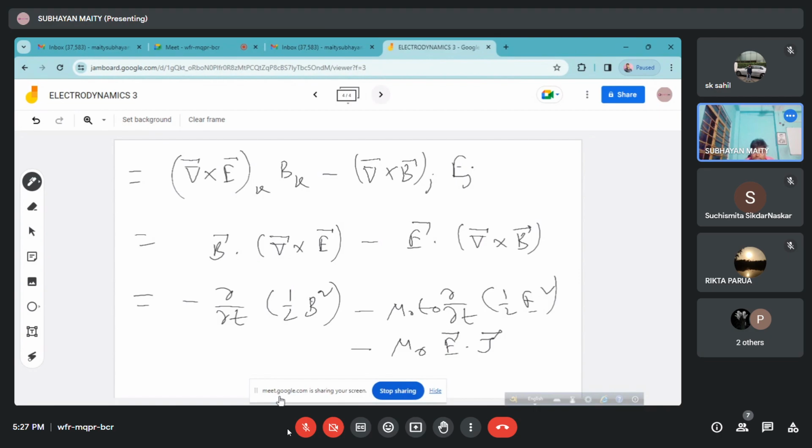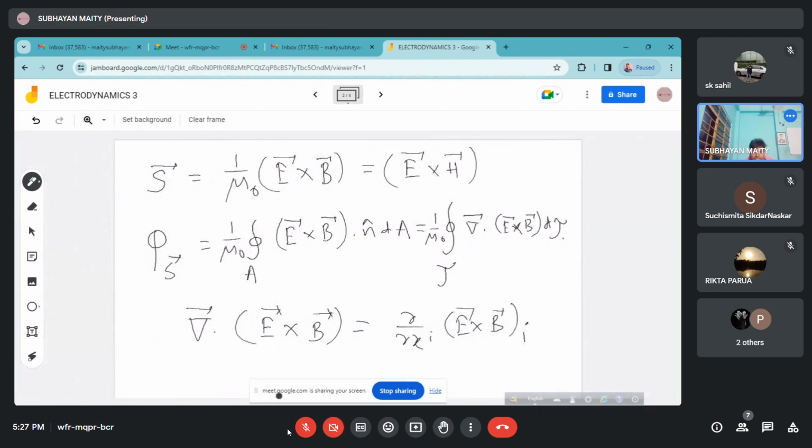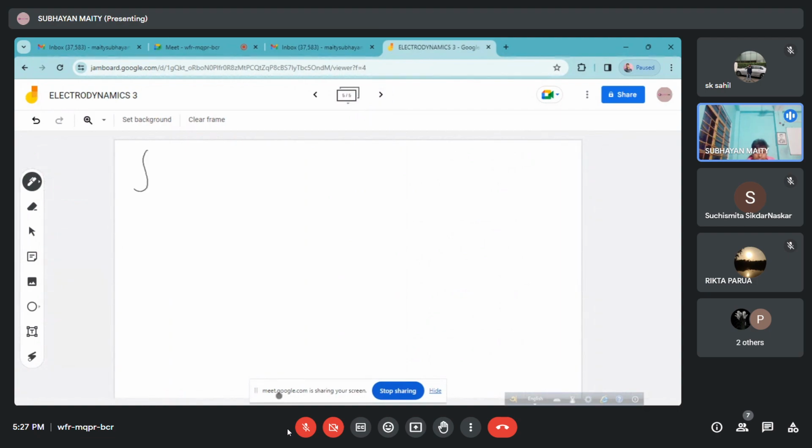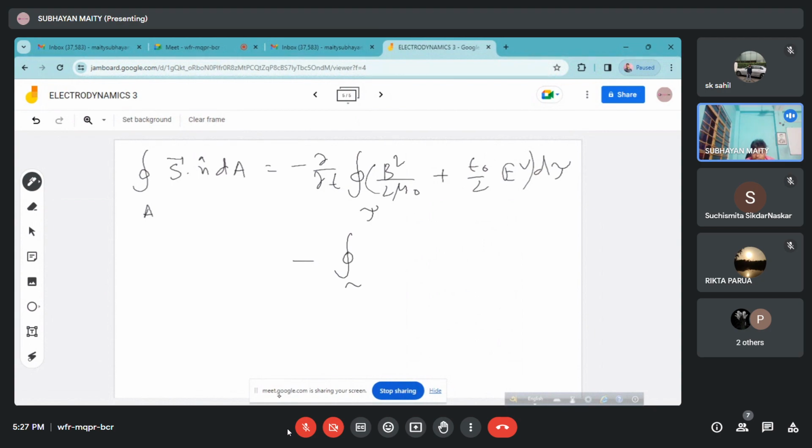Okay, so if you put this value in the expression of phi S, that means here, then you have integration over A S dot n cap dA is equal to 1 by mu naught, so minus del t of integration B square by 2 mu naught plus epsilon naught E square by 2 over tau, minus mu naught and mu naught will be cancelled out, so it will be integration over tau E dot J d tau.